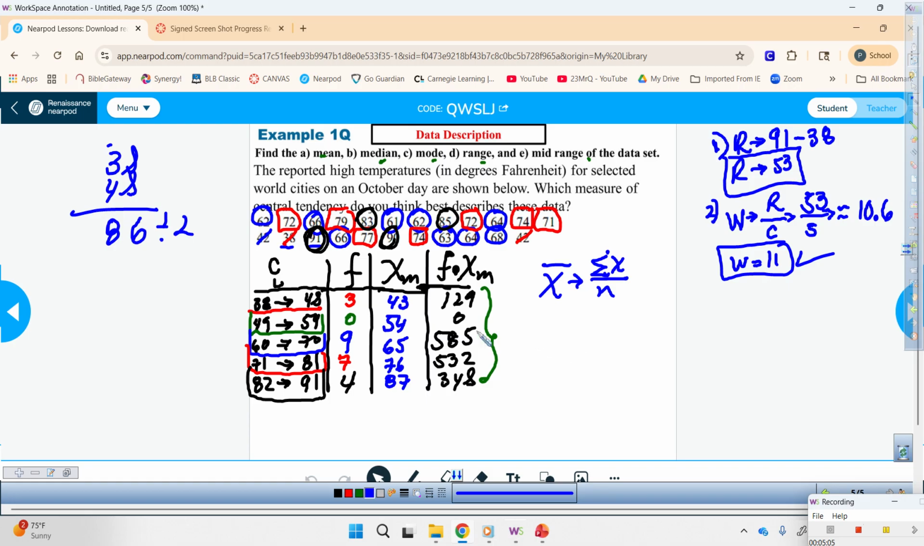What is the sum, guys? 1,000 what? 400? 1594 divided by 1, 2, 3, 4, 5. That's approximately 318.8, and that is our mean.